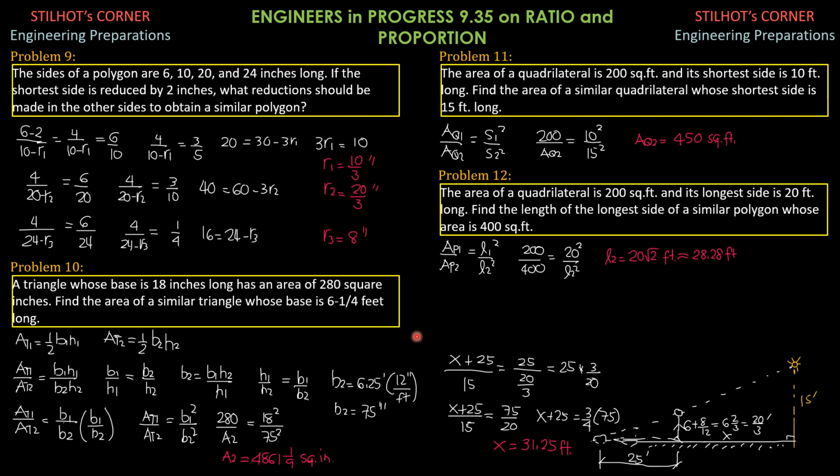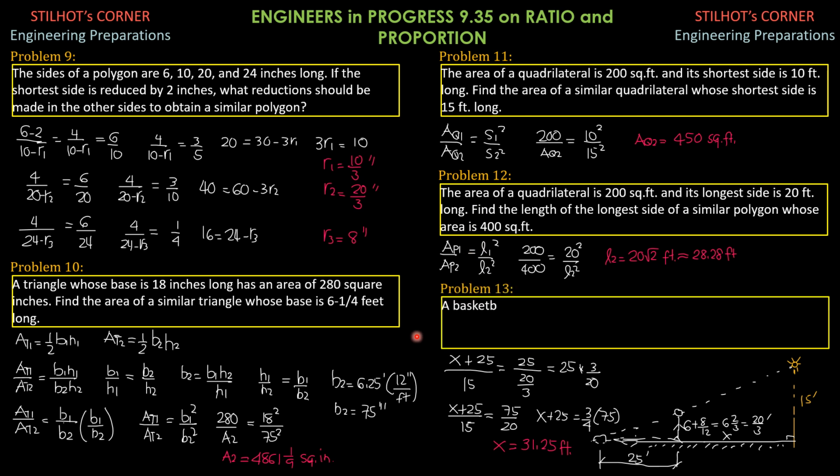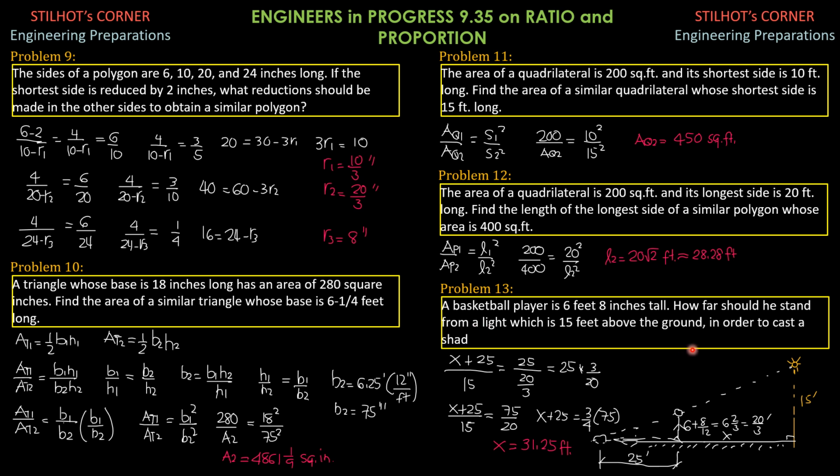Then lastly, problem 13. A basketball player is 6 feet 8 inches tall. How far should he stand from a light which is 15 feet above the ground in order to cast a shadow 25 feet long? So this is the figure. So we have the basketball player, 6 feet 8 inches long.